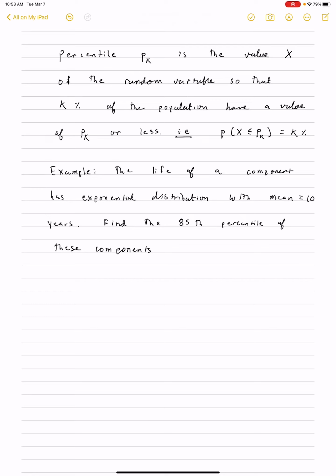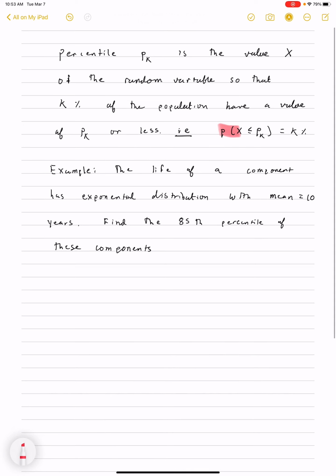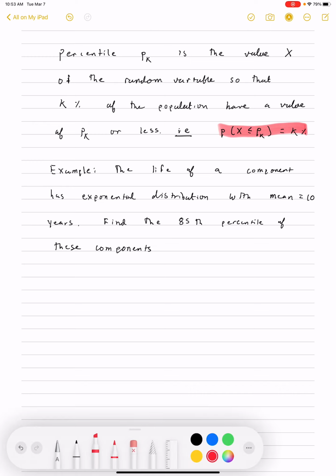Hi, today we're going to talk about percentiles. A percentile P sub k is a value of the input variable or random variable x, so that k% of the population has that value of P sub k or less. And in terms of a statement of probability, it would take this form: the probability x is less than P sub k is equal to k%.